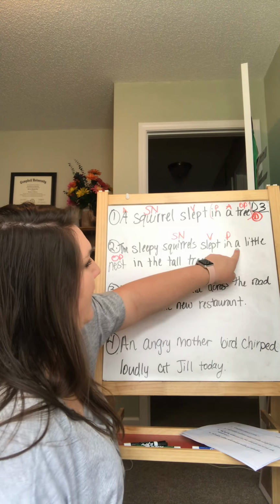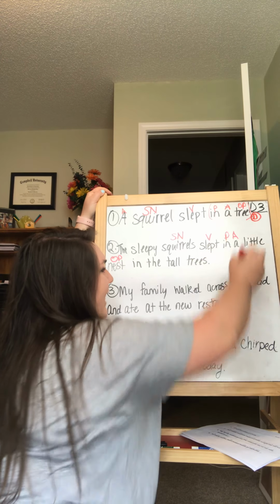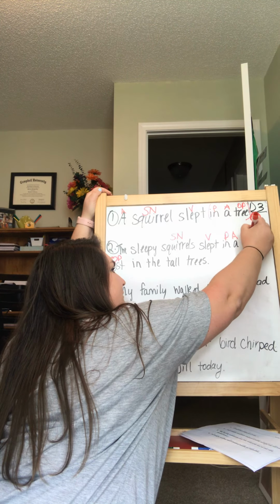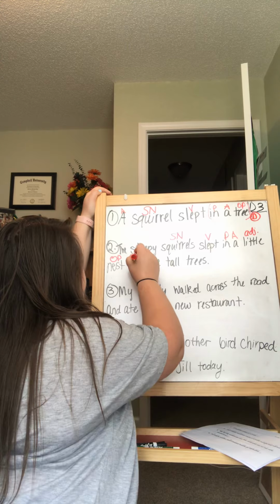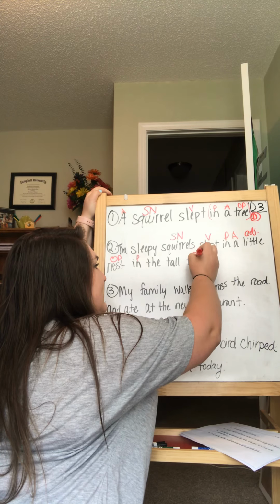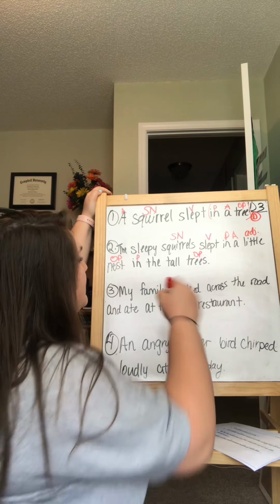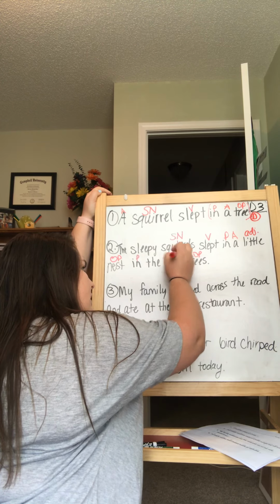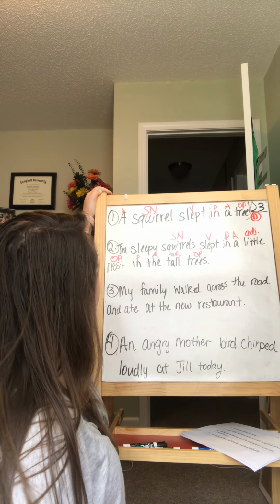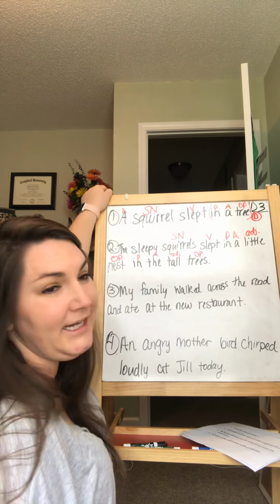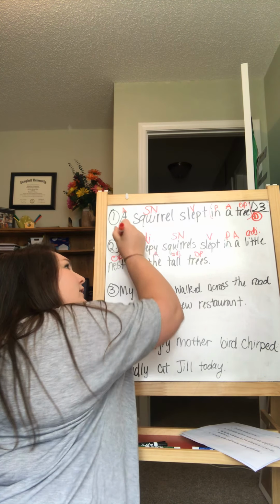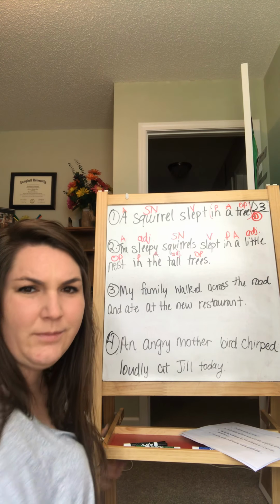Let's go back. A, article, adjective, A. What kind of nest? Little, adjective. In, preposition. In what? Trees. Object of the preposition. What kind of trees? Tall, adjective. The, article, adjective, A. Then we say, go back to our noun. What kind of squirrels? Sleepy, adjective. The, article, adjective, A.